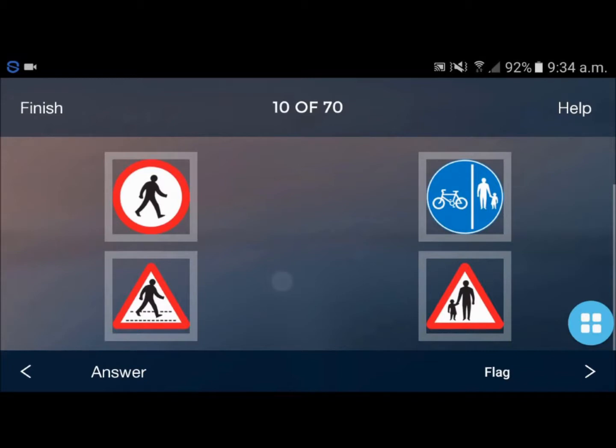You intend to turn right into a side road. Why should you check for motorcyclists just before turning? They may be overtaking on your right. Why is a toucan crossing different from other crossings? Cyclists can use it, and I just remember it by toucan.